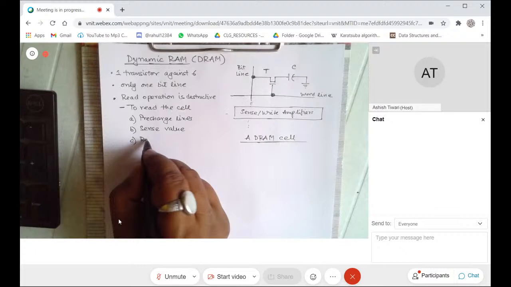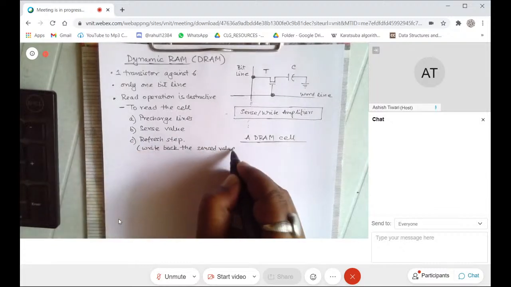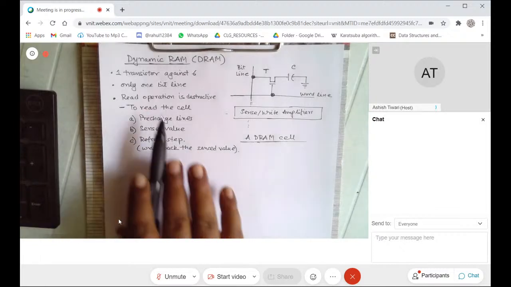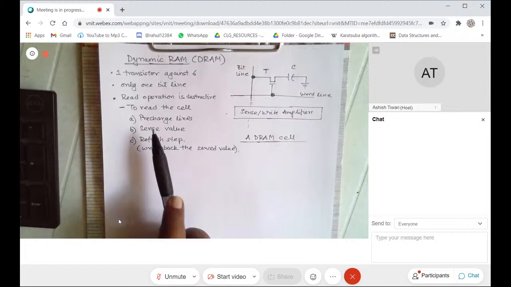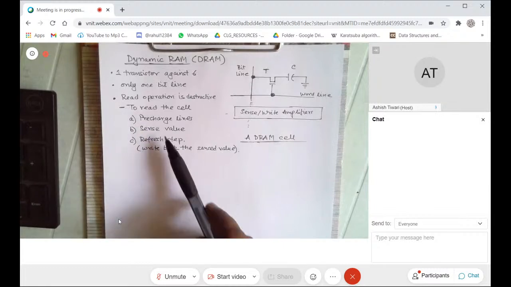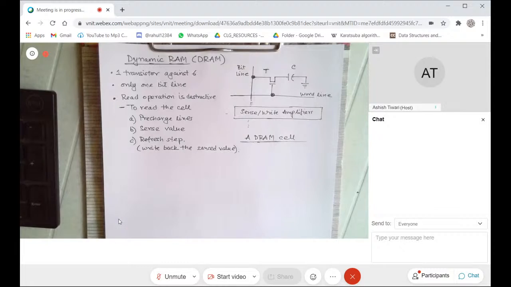The sensed value. Right? So this is how you read the cell. You see, in that sense, this is different from static RAM. In static RAM, you were just pre-charging and sensing the value, right? That is all that was happening. You were just pre-charging and then sensing, but here you have another step, which is a part of the read operation.